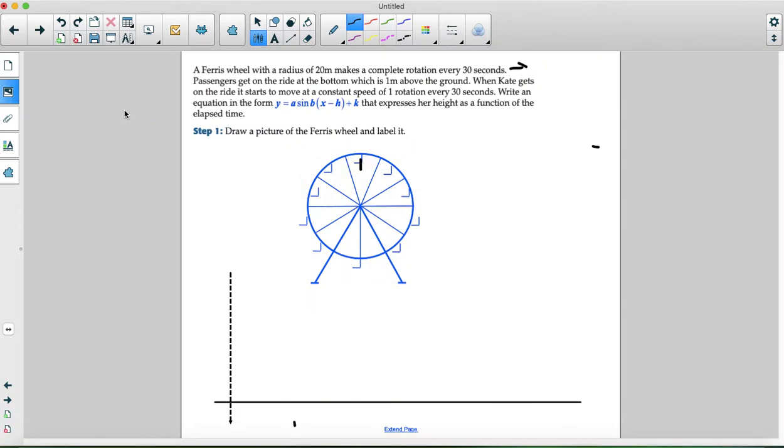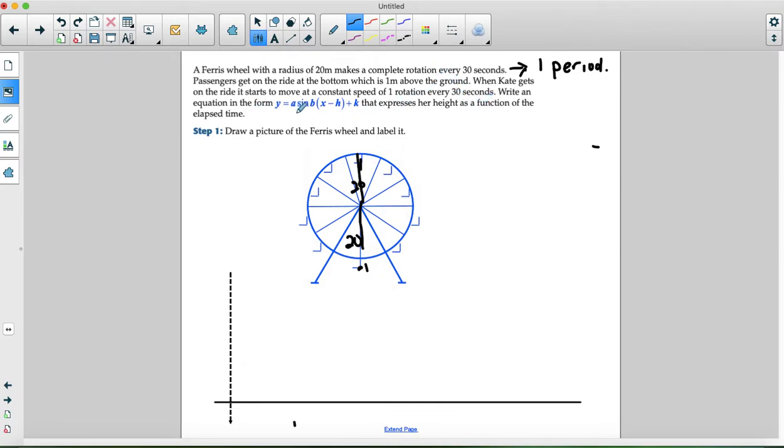Okay, so essentially here it says a Ferris wheel with a radius of 20 meters makes a complete rotation every 30 seconds. Now I have an arrow next to this 30 seconds because if it's done every 30 seconds, that means that's one period. The radius is 20. That means here is 20, and the rest of it is also 20. Passengers get on the ride at the bottom, which is 1 meter from the ground. When Kate gets on the ride, it starts to move at a constant speed of 1 rotation every 30 seconds. Just again, reiterating that it's 1 cycle for 30 seconds.